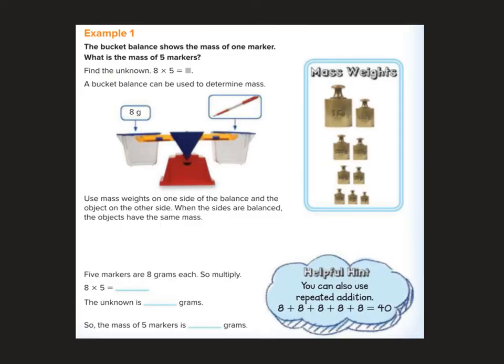The bucket balance shows the mass of 1 marker. What is the mass of 5 markers? Find the unknown. So basically we're doing 8 times 5, right?